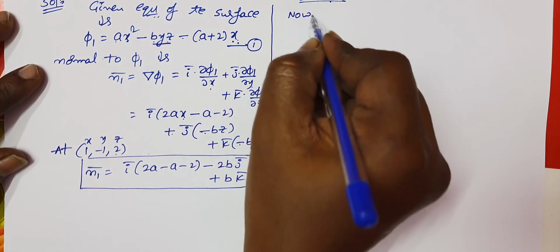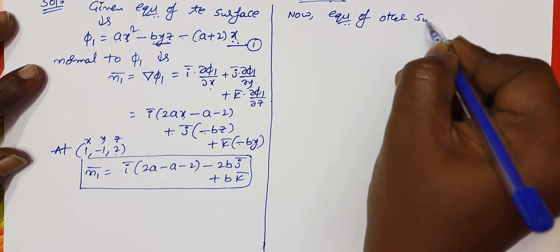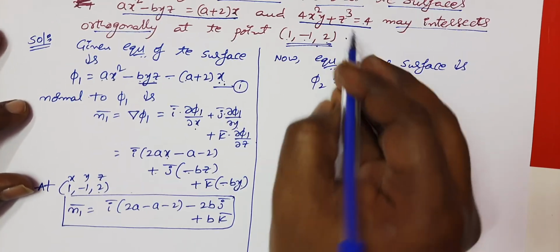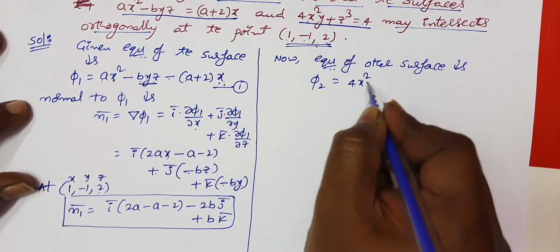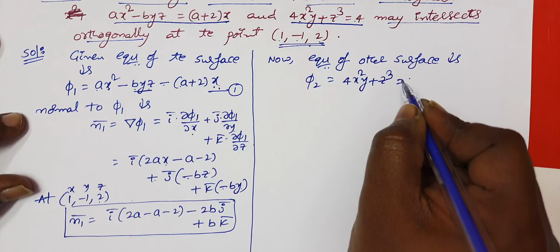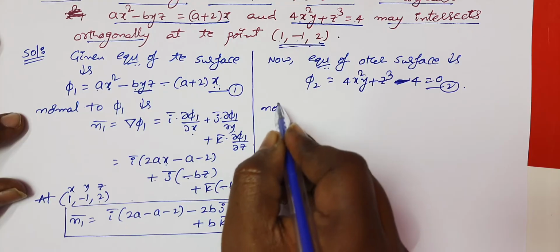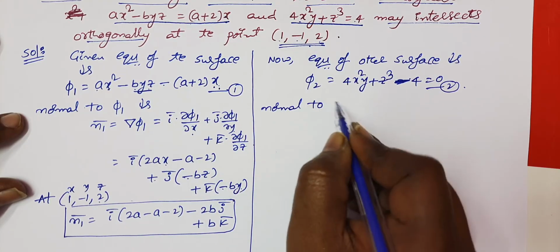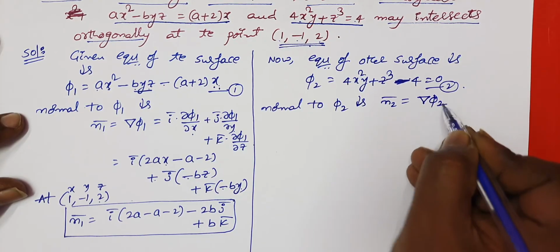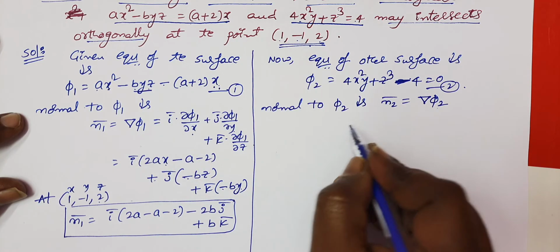Now what is the equation of the other surface? The equation of the other surface is given as phi 2. So it would be 4x square y plus z cube is equal to 4. Is equal to 4 can be written as minus 4 is equal to 0. Take it as equation number 2. So first find out the normal to phi 2. The normal line to the surface phi 2 is nothing but n2 bar, which is nothing but del phi 2. Already we wrote the formula of gradient here. It is not necessary to write the same solution again and again.